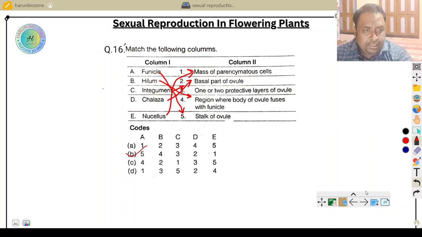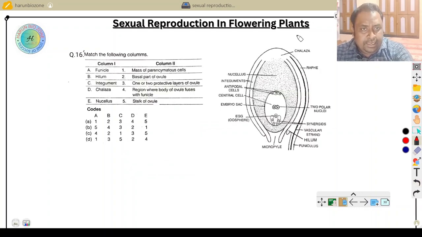So let me explain with a proper diagram. Here this is the embryo sac. This is the ovary, and this is the ovule. This is the integument portion. And this is the hilum region, between the funicle and the micropylar region. Here the hilum region is present. This is the funiculus region and this is the integument.